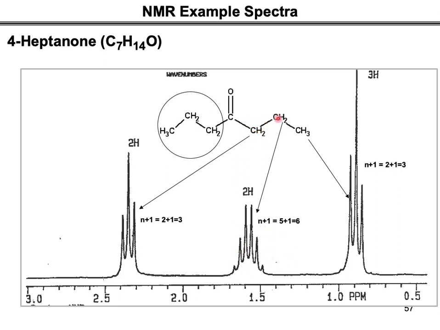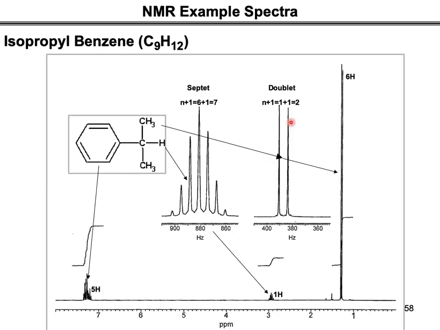This one is CH2, and the nearby protons number 2. 2 plus 1 is 3, and 3 means triplet, right? So in this 4-heptanone, how many signals? 1, 2, 3, 1, 2 and 3, with different chemical shifts because of the different chemical environments, and they are split into different splitting patterns, which tell us the environment of the adjacent carbon.